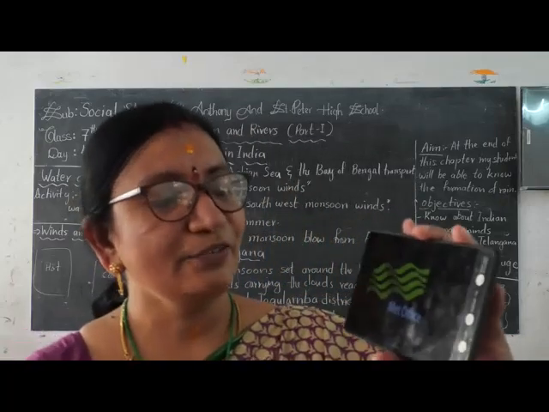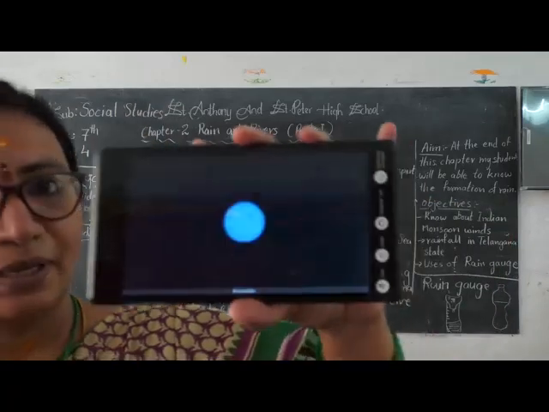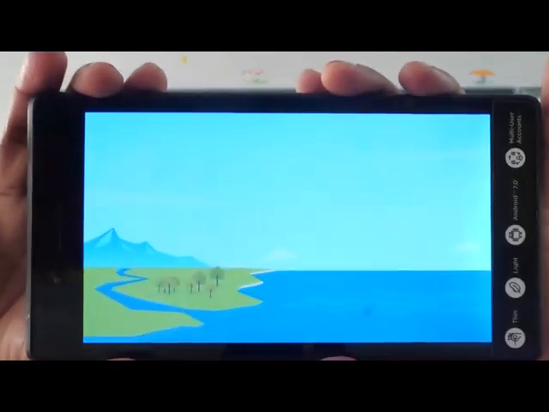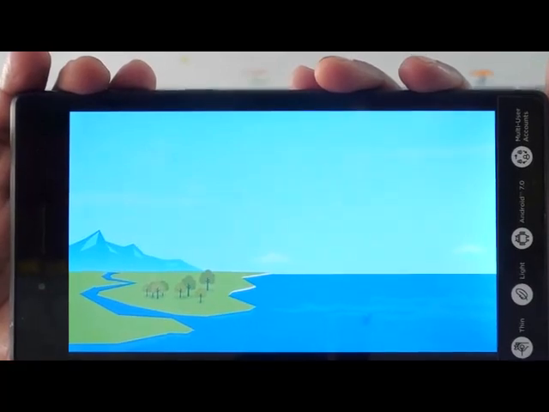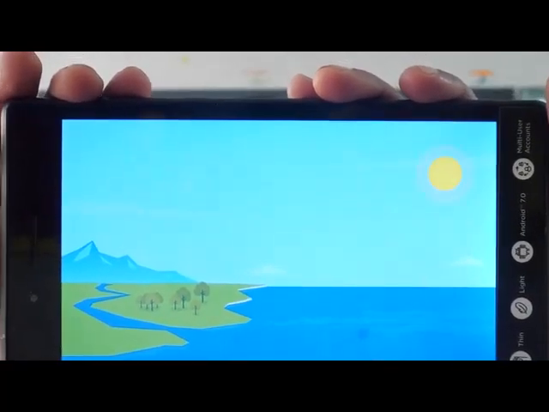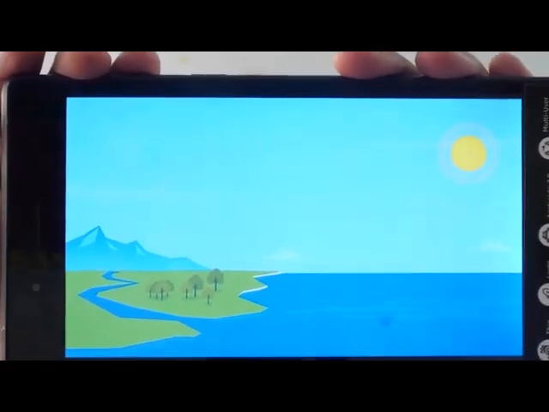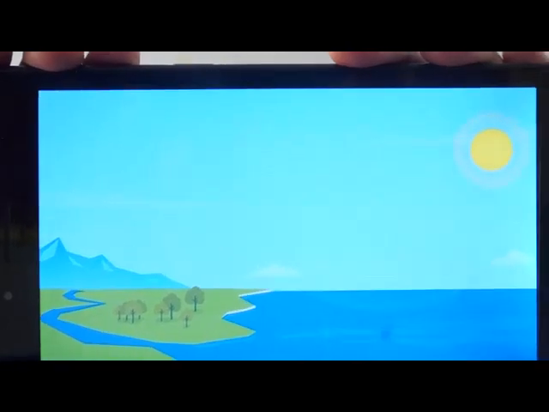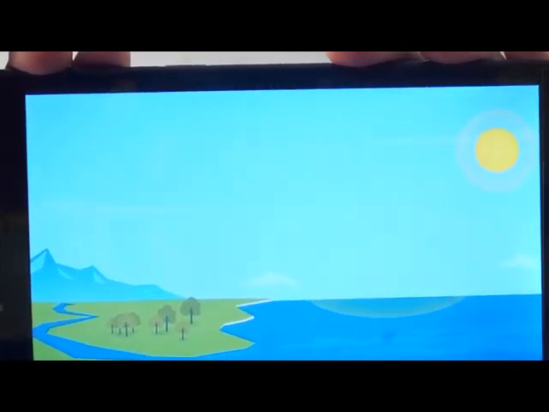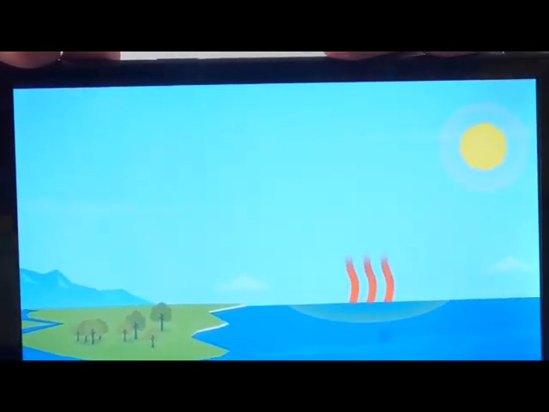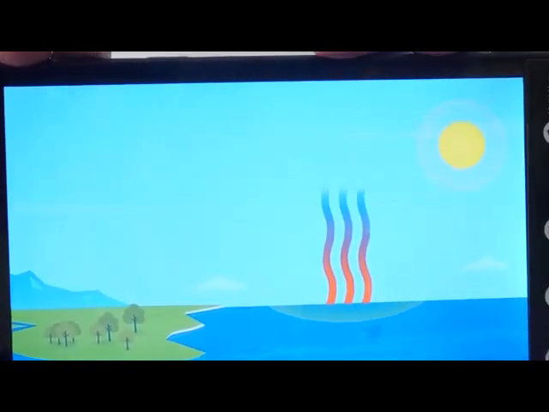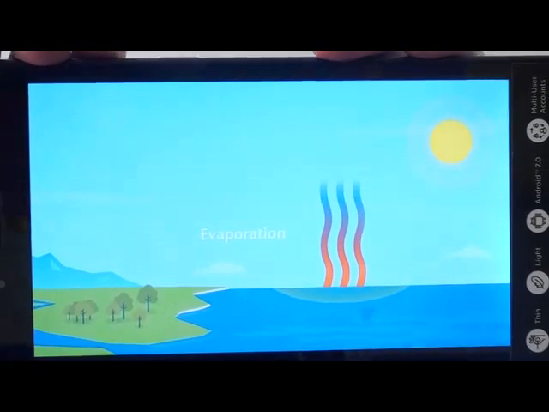So here you can see a video. Let's look at the science of rain and how raindrops form. First, we'll need the sun. When the sun shines on water on the Earth's surface, the heat of the sun warms the water, turning it into an invisible gas called water vapor. This process, the changing of water into a gas, is called evaporation.